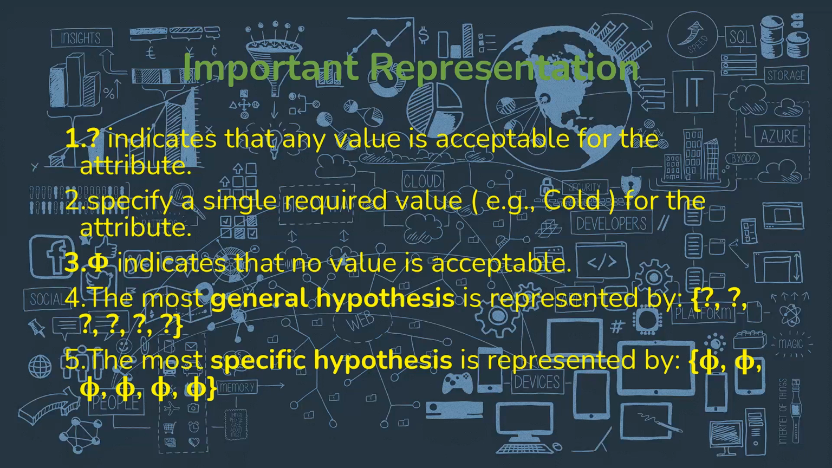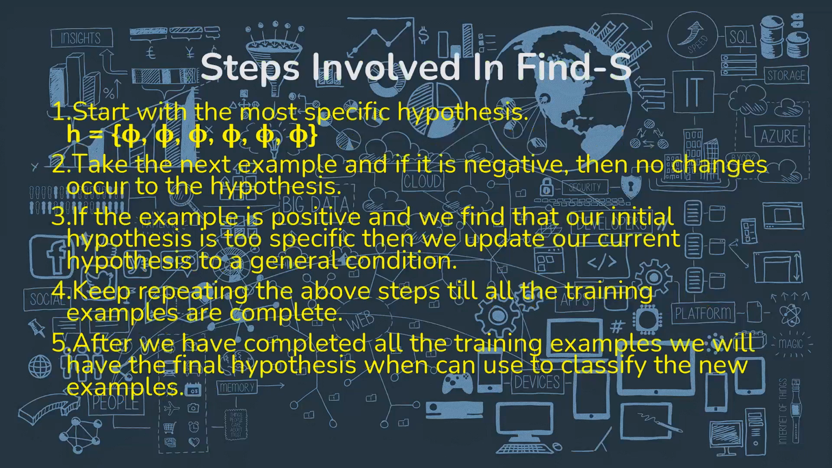The most general hypothesis is represented by question mark, question mark, question mark, question mark. Just as said, question mark means any value is acceptable, which becomes a general hypothesis, and the phi becomes a more specific hypothesis as it does not accept any other value. It accepts only the value it's been given. So let's see more about it.